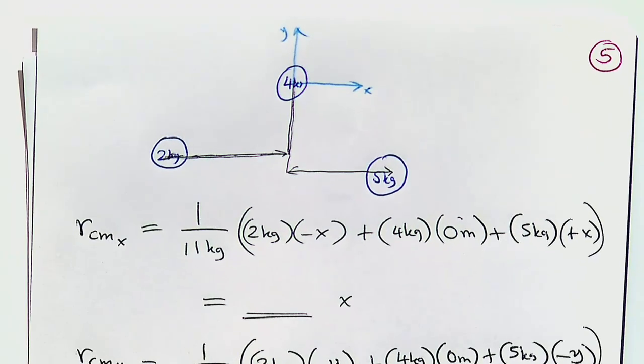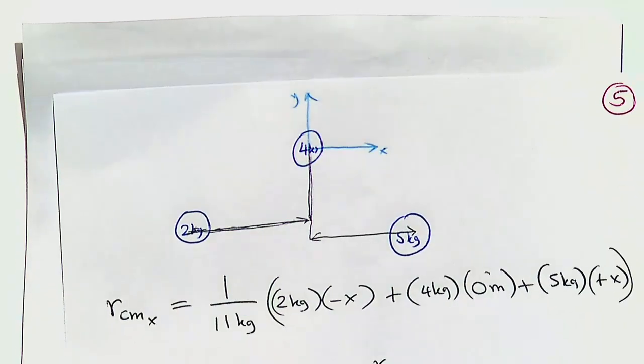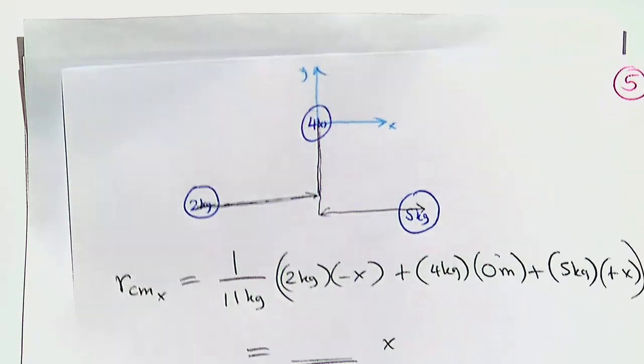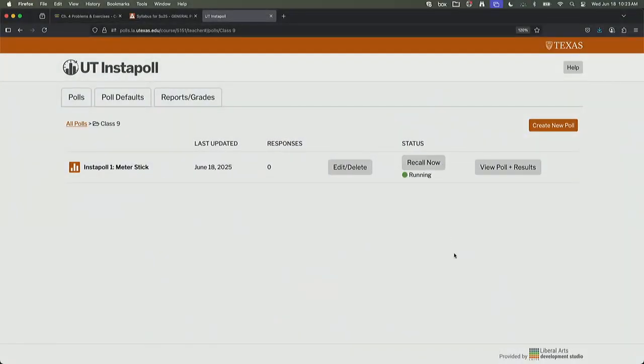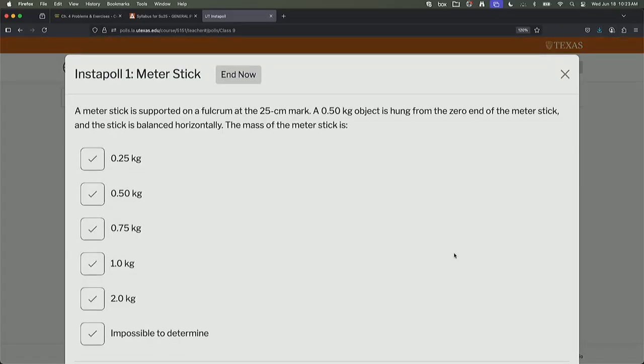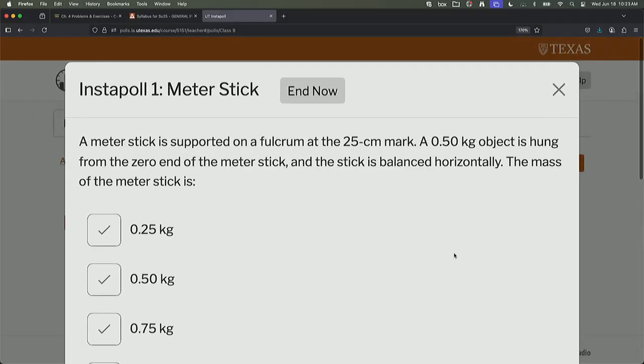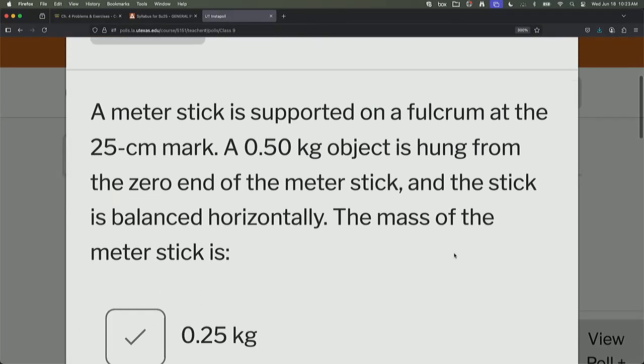Okay, so why the center of mass, right? Center of mass is important because we're going to switch to our computer because we're going to do an Insta poll on a meter stick. A little bit different than the demo, but give it some thought here. Always draw a picture.